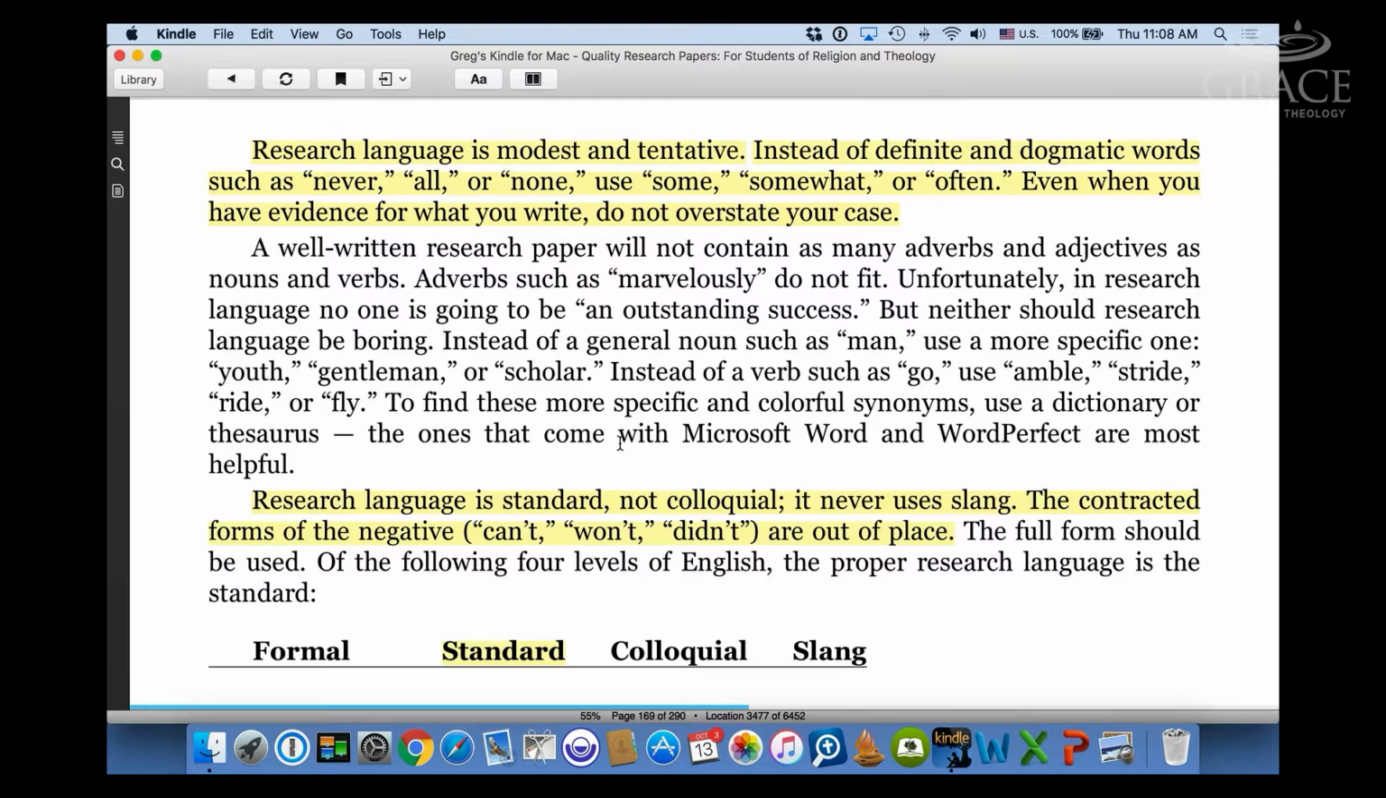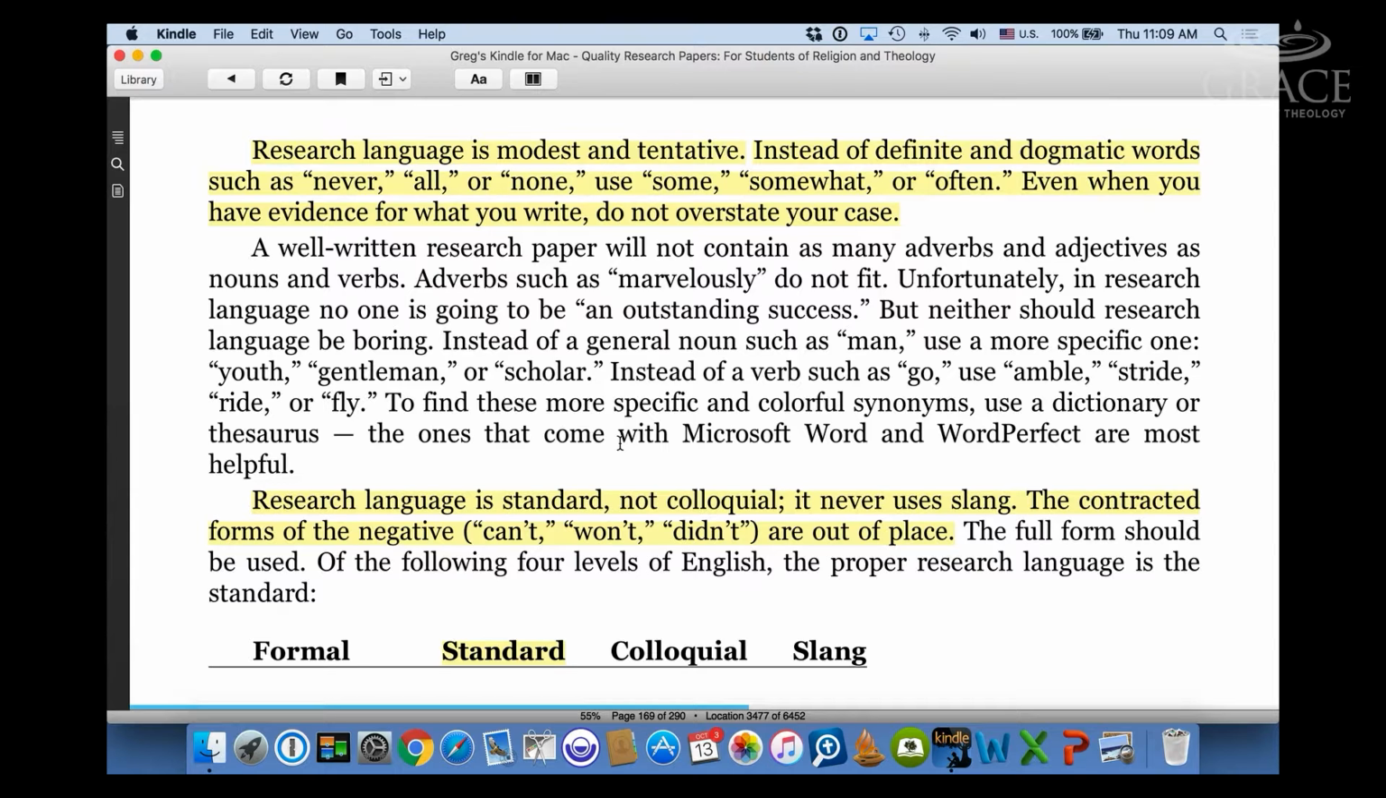Research language is modest and tentative. Instead of definite, dogmatic words such as never, all, or none, use some, somewhat, or often. Even when you have evidence for what you write, do not overstate your case. And so this is important, I think.